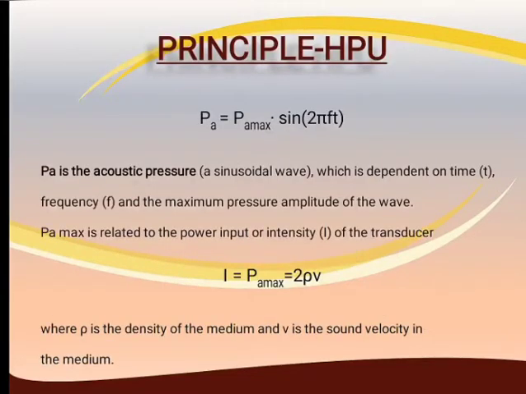And here is the principle of high power ultrasound. Here is given the equation. PA is the acoustic pressure, a sinusoidal wave, which is dependent on time, frequency, and the maximum pressure amplitude of the wave. PA max is related to the power input or intensity I of the transducer. Here is the given equation, you can see it, where rho is the density of the medium and v is the sound velocity in the medium.